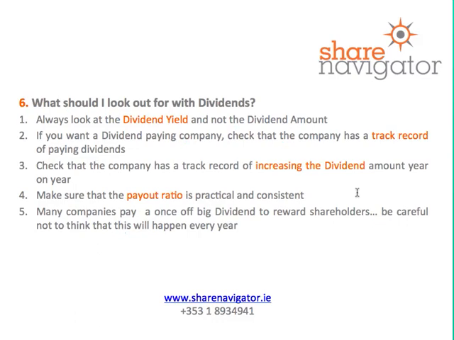A couple of things to watch out for with dividends. Always look for the dividend yield, as we said, not the dividend amount. If you want a dividend paying company in your portfolio, you need to check that the company has a long track record of paying dividends. A company that pays a dividend, let's say in the last year or two, and didn't pay a dividend before that, doesn't have a track record. And what we mean by a track record is at least 10 years of paying a dividend.